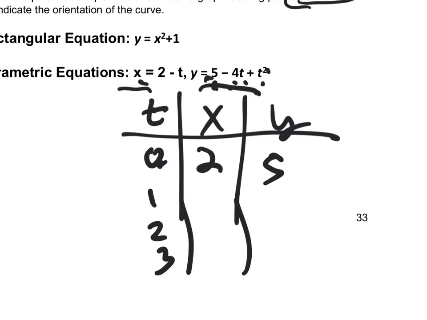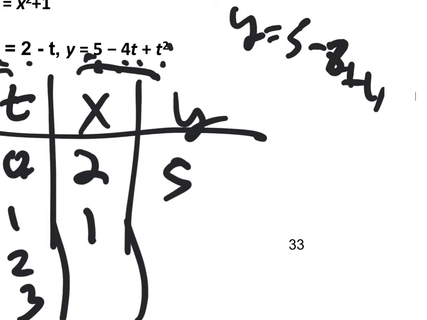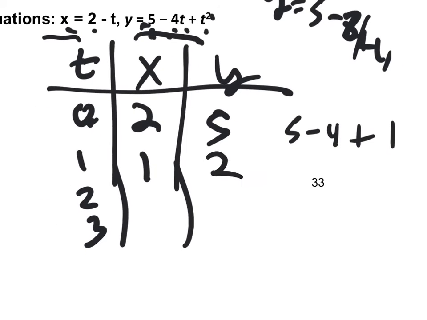Yes. Now I've got to plug in a 1. 2 minus 1, 1. All right, now this is going to be a little harder. I'm going to have to write it down. Y equals 5 minus 4 times 1 plus 1. 5 minus 4 plus 1. It is 2. Thank you.